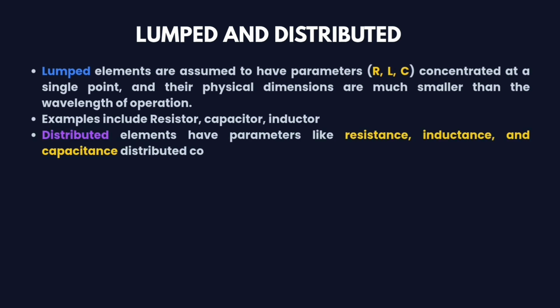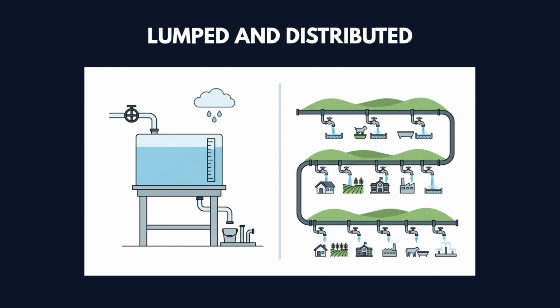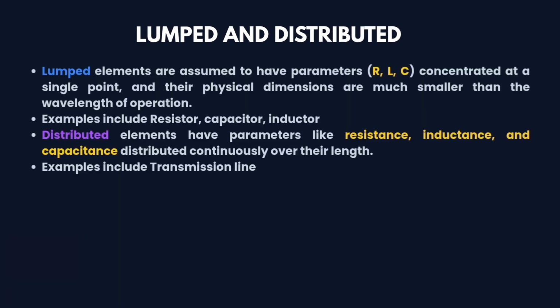In distributed elements, these properties are spread continuously over the entire length. This is like water spread through a long pipeline. A transmission line is an example of a distributed element.